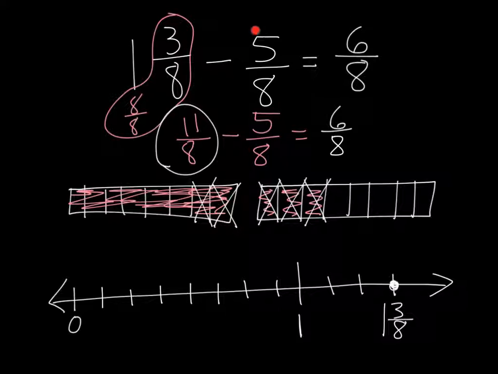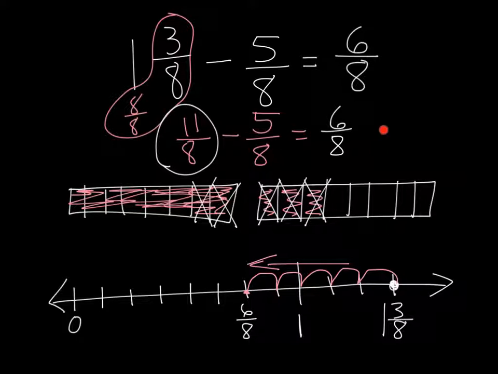Now I am subtracting 5/8. So I am going to hop backwards on the number line. 1, 2, 3, 4, 5. Since I'm taking away, I am moving backwards on the number line, or towards the left. And then all I need to do is count up to determine this point on the number line where I landed. And that is 1/8, 2/8, 3/8, 4/8, 5/8, 6/8. And you can see that that also matches the result I got up here.